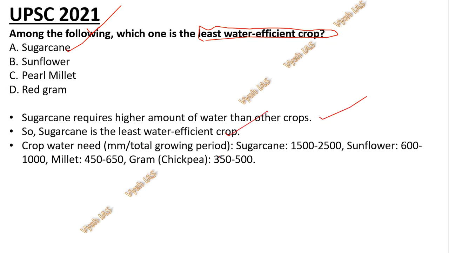Sugarcane is the least water efficient crop. Crop water needed, if you see, in millimeters per total growing period, this much is required for sugarcane. Okay, but for sunflower, millet and chickpea, everything you take, it will be much lesser compared to that. That is why sugarcane is the least water efficient crop. Okay, so these were the 2 questions for today.